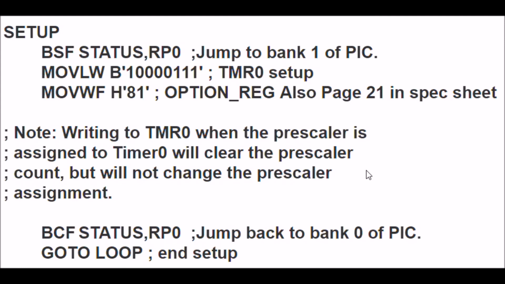All right, here is my setup for the program. Not a lot to it. I have to jump by setting RP0 in the status register, to jump to bank 1. And I'm going to save this value, which, when you look at the bits, is the 3 bits to divide by 256. This one sets the prescaler to go to timer 0 and so forth, as we discussed on the page with the option register. Nothing else much to it other than I've got to clear RP0 to jump back to bank 0.